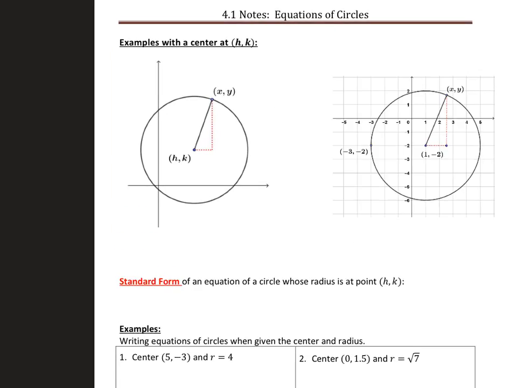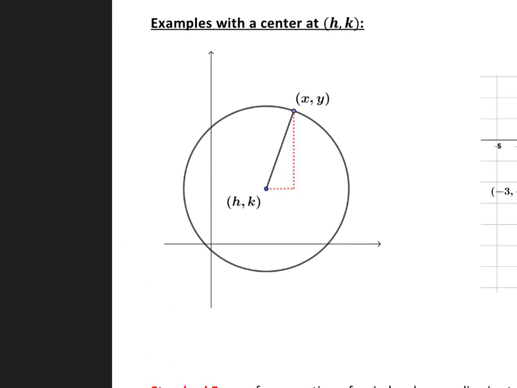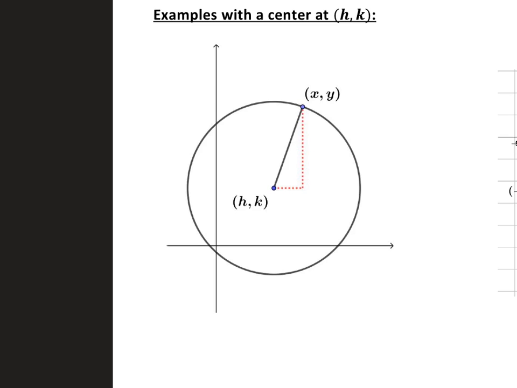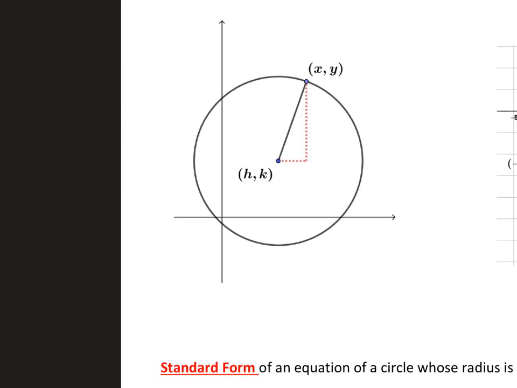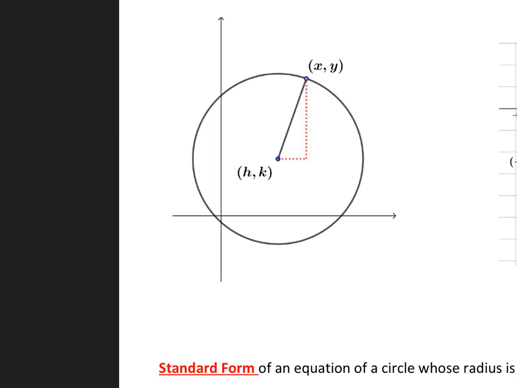More times than not, however, the circle is not centered at the origin. It's usually got a center somewhere on the coordinate plane. So here we have a generalized diagram where we are calling the center of this circle (h, k). h is our x coordinate and k is our y coordinate. And again, we've got some point out here on the circle at placeholder values x and y.